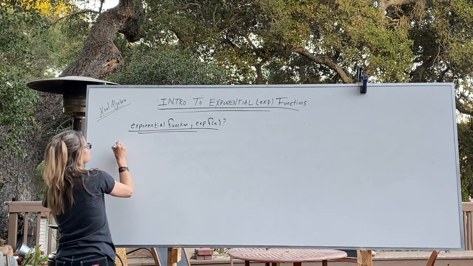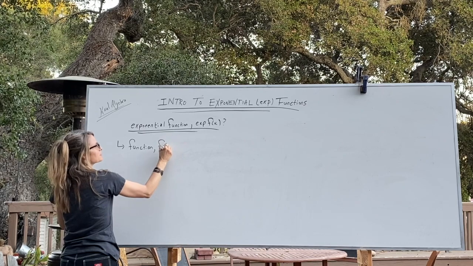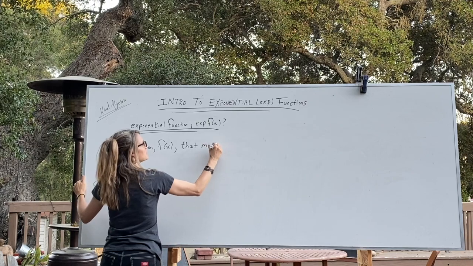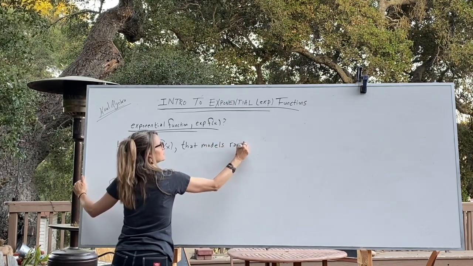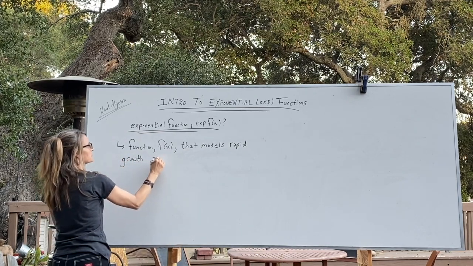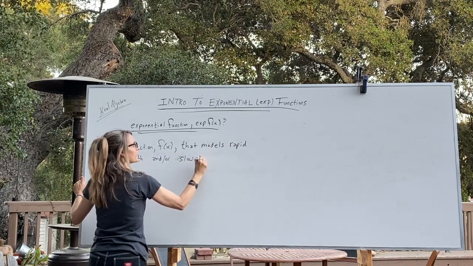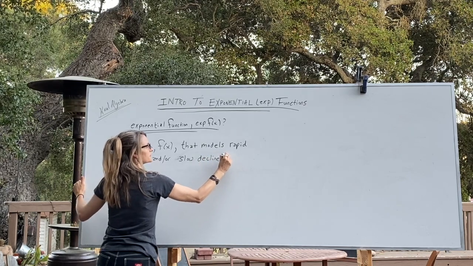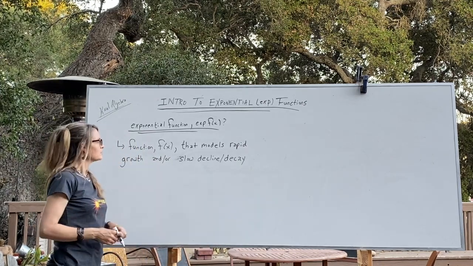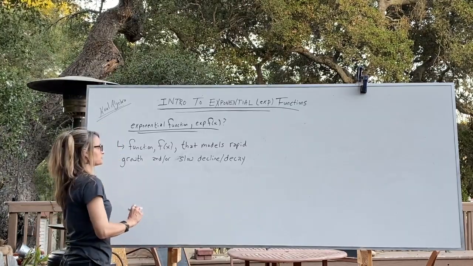It's a function, and my notation for a function is just f of x for short, that models rapid growth, things that grow really quickly, and or a slow decline, decay. Okay, so it's a really vague, general behavior that we're looking at right here in how we're defining exponential functions.